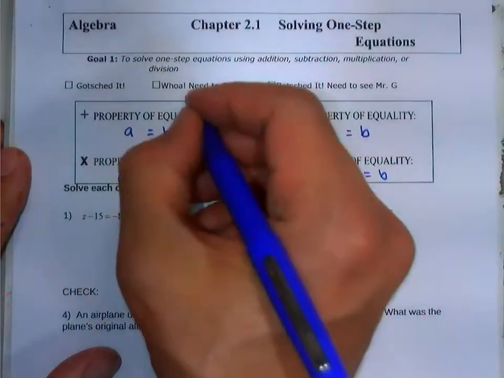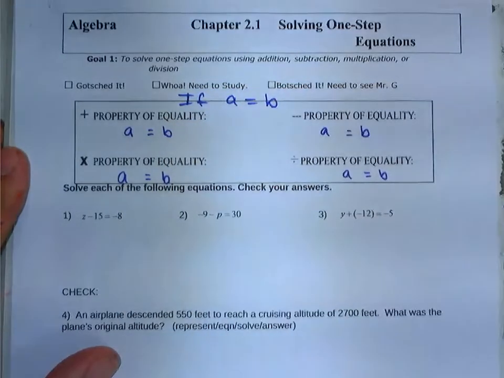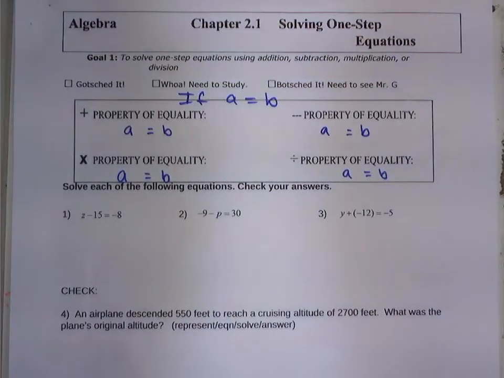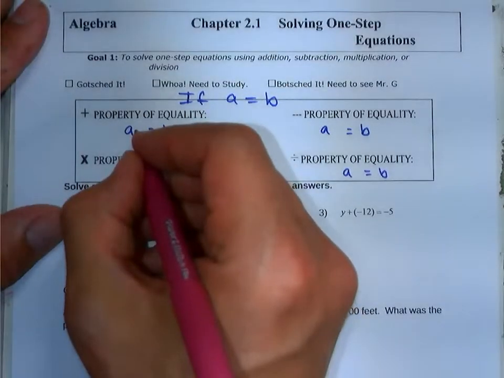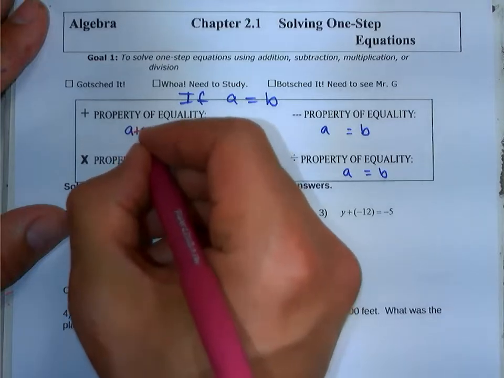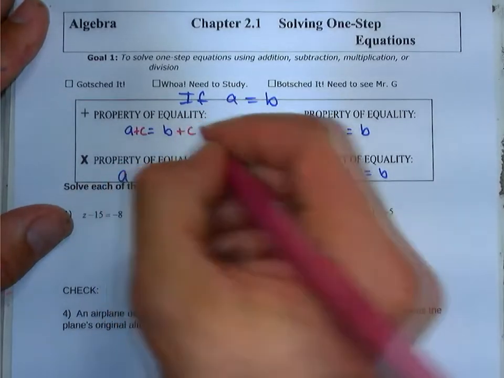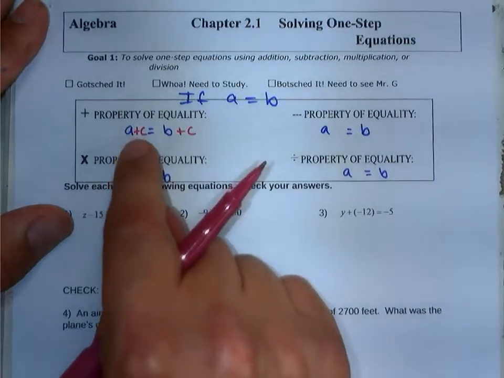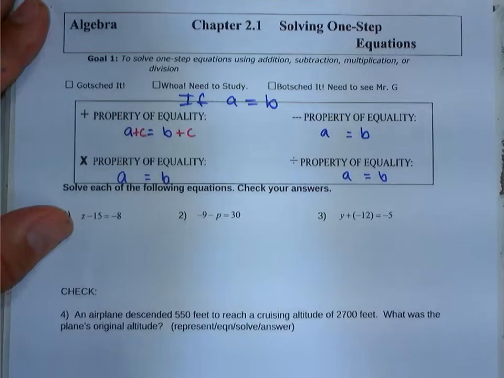It says here, if I have A equals B, if I have two numbers that are equal to each other, like x equals 3, well, then the addition property of equality just says if I take A and I add C to it, that should be the same thing as if I take B plus C. So if I do it to one side, I got to do it to the other side, and that's going to keep it equal. Same thing with subtraction.